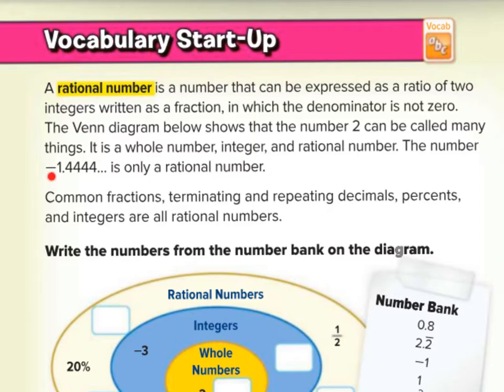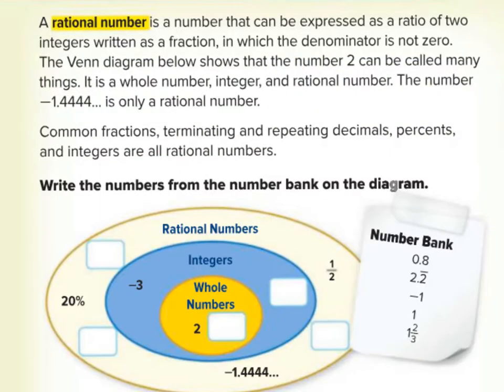The number -1.4 with bar notation, essentially because it's 4, 4, 4 repeating itself infinitely, that's what the three dots mean, is only a rational number. Common fractions, terminating and repeating decimals, percents, and integers are all rational numbers. So make note of that. What is a rational number? All these are considered rational numbers.